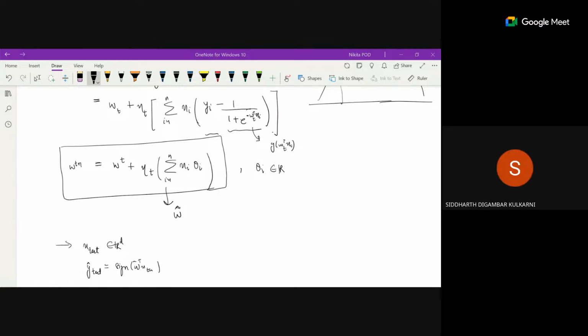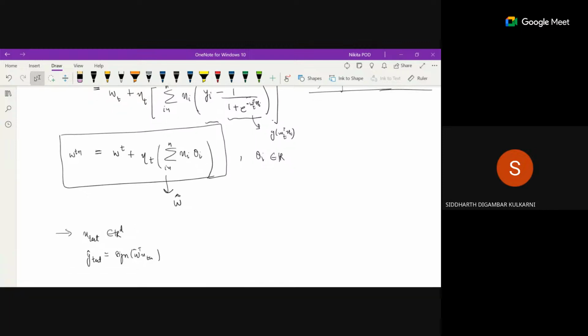It will not be sign, no, madam, because it will be 1 or 0, right? Sign will be used if it is 1 or minus 1. If W transpose X is positive, then we predict it as 1. If W transpose X is negative, then we predict it as 0, right? Yeah, maybe the indicator variable of the sign, something.